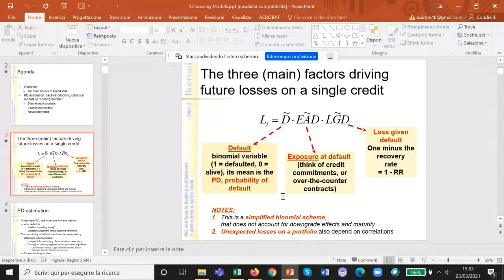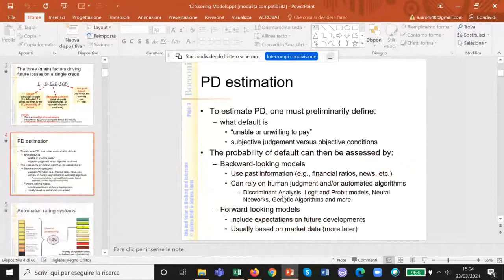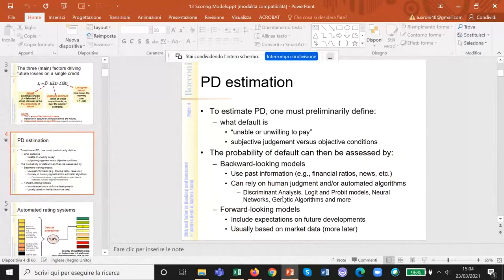Now, just to recall, as we mentioned last time, what are the three main factors that drive the future losses on an individual credit exposure? These are the default, which of course is a binomial variable. It could either be 1 when there is a default, or 0 when it doesn't default. The exposure at default and the loss given default, which is basically 1 minus the recovery rate. And today we're going to spend our time on the probability of default and on models that estimate the probability of default.